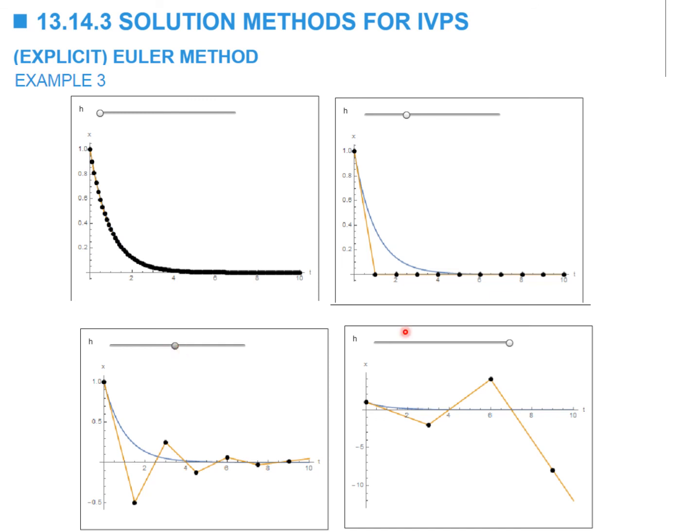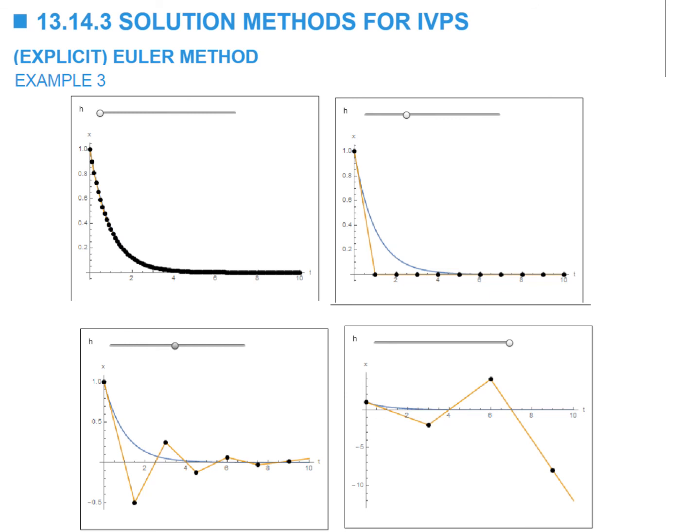As I increase h further, you're going to start seeing instability in the solution. There are wild oscillations. I started at 1, become negative 0.5, then go up to 0.25, and so on. So you get these oscillations. As I increase h even more, I get wilder oscillations, and the numerical scheme is called unstable in this case.